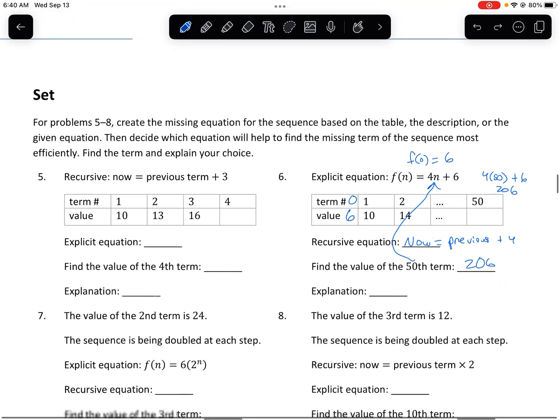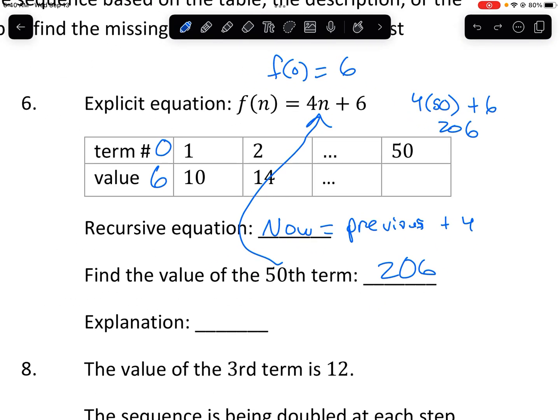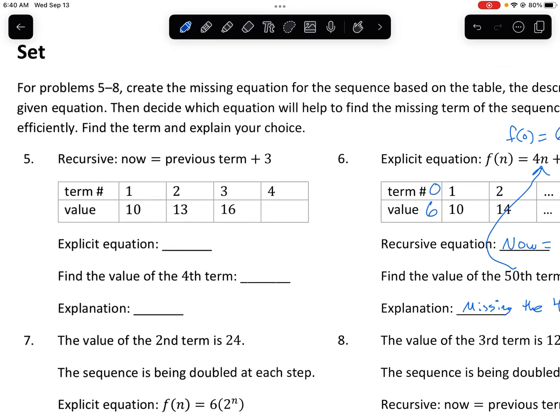And then explanation here. It's helpful to read the directions. Then decide which equation will help find the missing term of the sequence most efficiently, and find the term and explain your choice. Here, I didn't use the recursive equation because I don't have the 49th term or the 48th or the 47th. That's a lot of terms. I would have to add 4, add 4, add 4 until I got up to 50. And so my explanation is just we're missing the 49th term. The explicit function gets you the term you're looking for directly, whereas the recursive one, you just take the previous one and add to it or subtract from it.